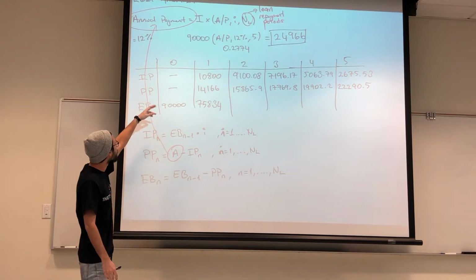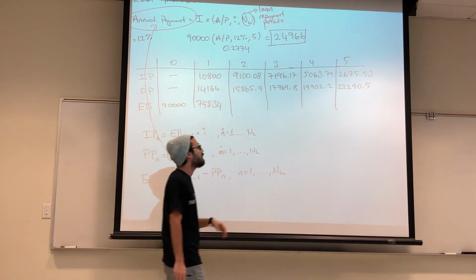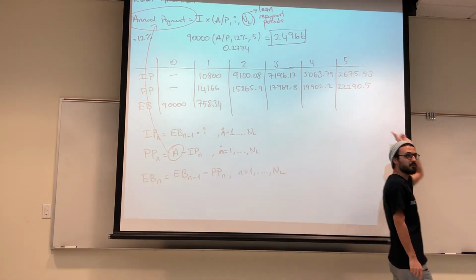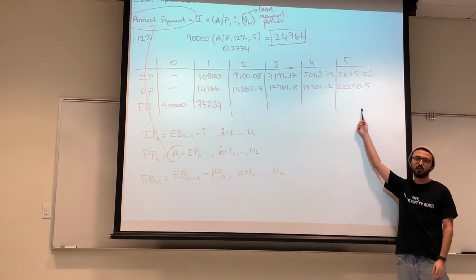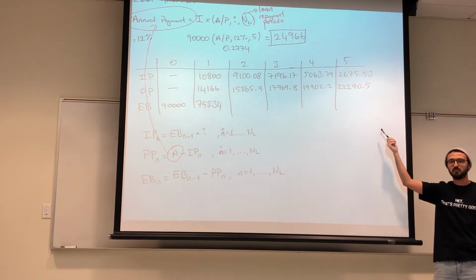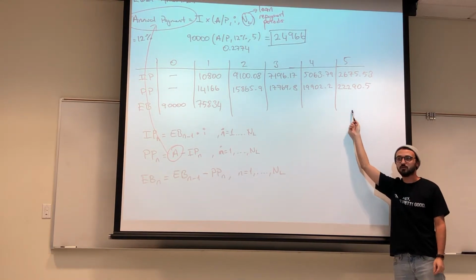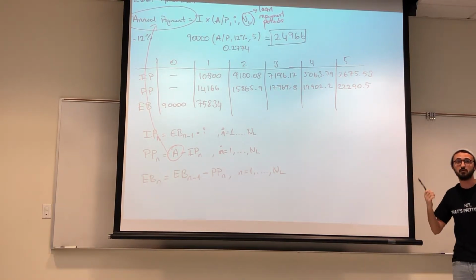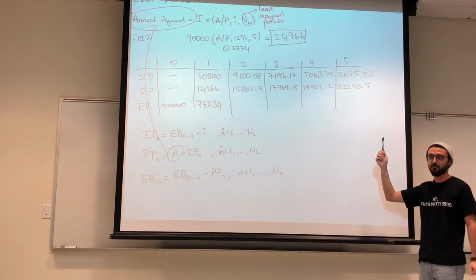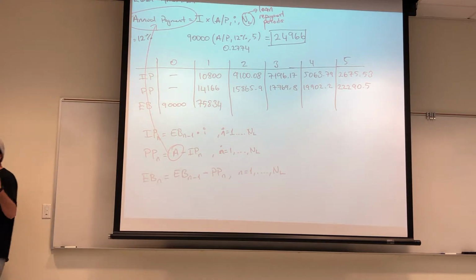So you're going to go IP1, PP1, EB1, and then all the way to 5. So when you get to this point, you should have something approximately equal to 0. 1, 2, minus 3, I don't know, maybe 10. That's a bit too much. But something approximately equal to 0. If you don't get something approximately equal to 0, then you did something wrong. Right? So that's one way to check if we did this thing right.